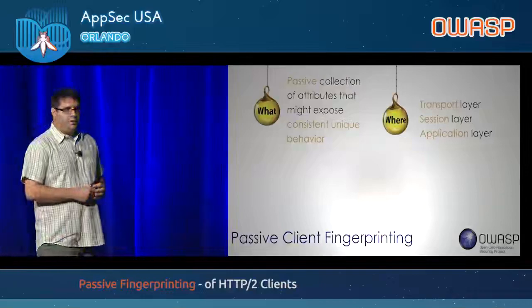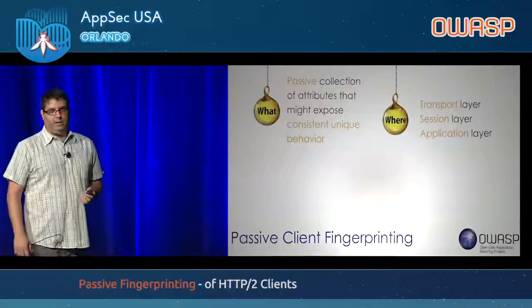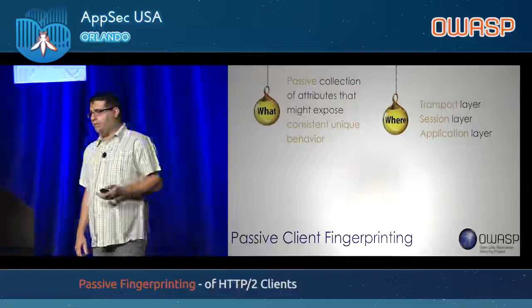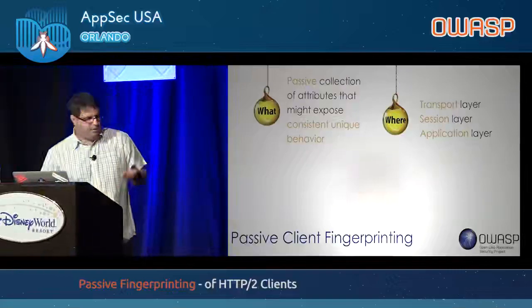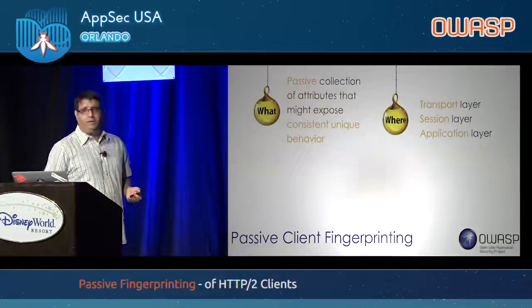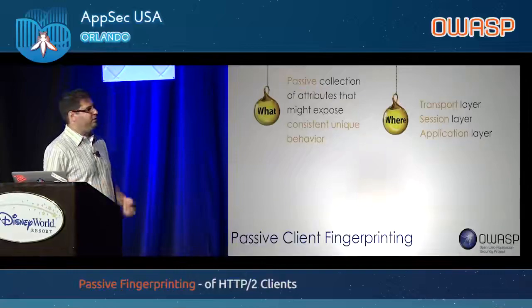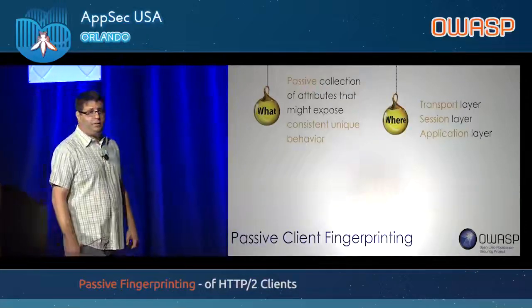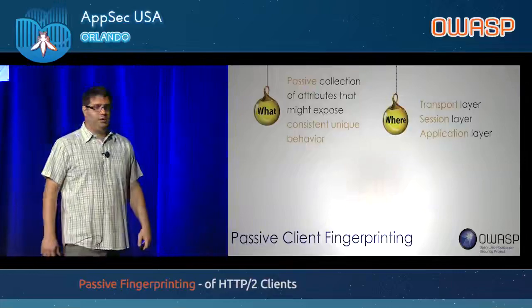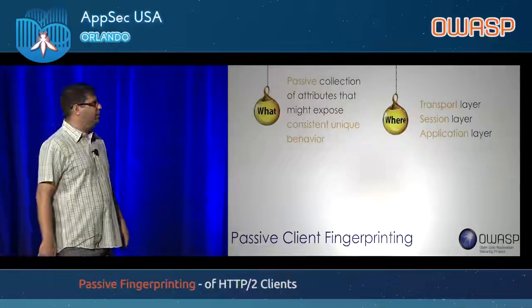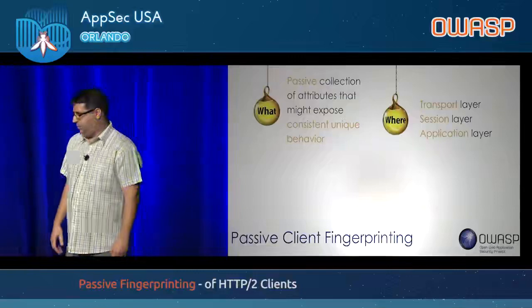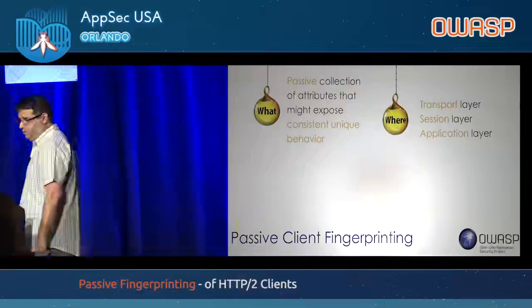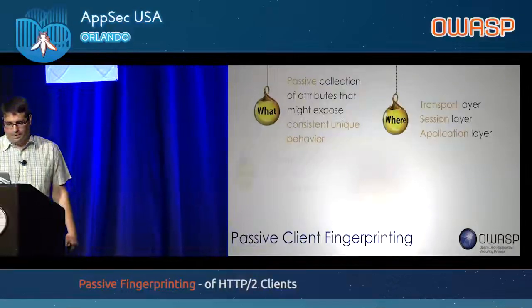The general term for passive client fingerprinting does not relate only to the application layer. It could be done in any other layer, and it should be done as a combination of layers. The transport layer, looking at the TCP attributes; the session layer, with the TLS attributes; and the application layer as well. Of course, for HTTP 2, we are dealing with the application layer.